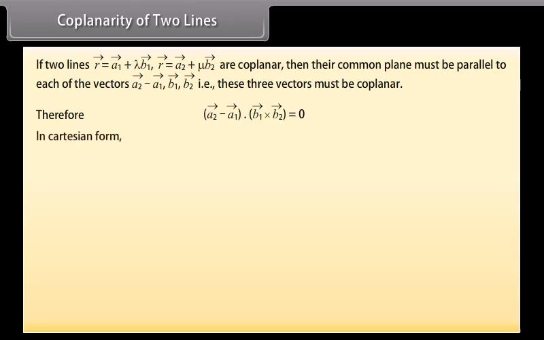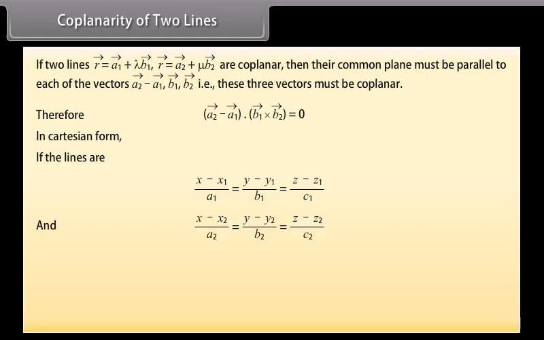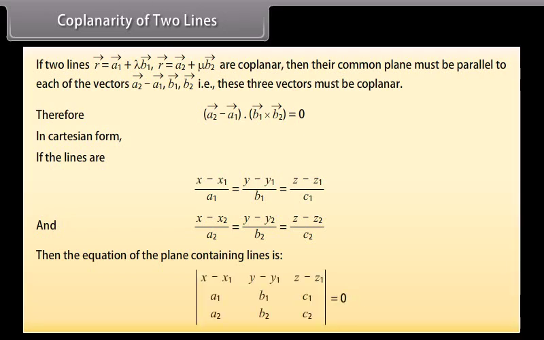In Cartesian form, if the lines are (x minus x1) by a1 equals (y minus y1) by b1 equals (z minus z1) by c1, and (x minus x2) by a2 equals (y minus y2) by b2 equals (z minus z2) by c2, then the equation of the plane containing the lines is the determinant, row-wise: first row x minus x1, y minus y1, z minus z1; second row a1, b1, c1; third row a2, b2, c2; equals 0.